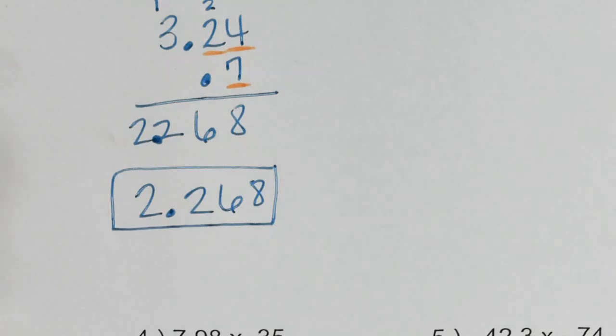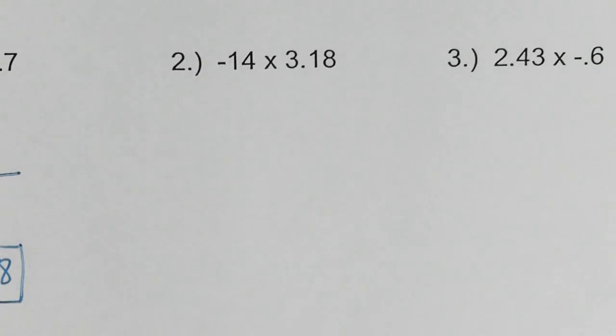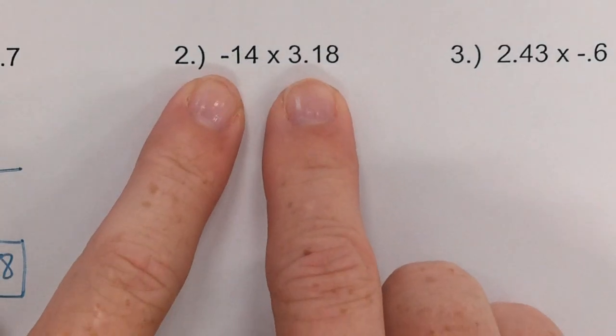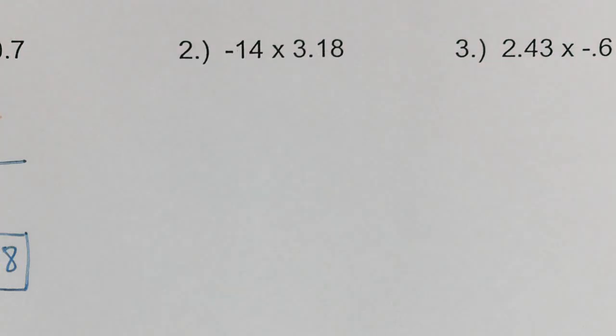All right, number 2. Negative 14 times 3.18. Now, do I even need to include the negative when I'm multiplying? But I've got to know my integer rules. A negative times a negative, 2 the same signs, will give me a positive. A positive times a positive will also give me a positive, but 2 opposite signs, my answer is going to be negative. So I'll deal with that in a minute.